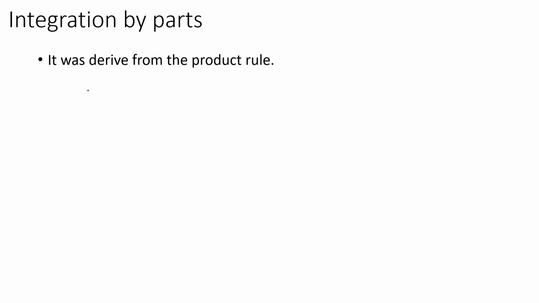So let's assume that we have a function called u times v, and we want to take the derivative of this. Then we will have to use a product rule. So it will be u prime times v plus v prime times u. Inverse of a derivative is integration. So we're going to integrate both sides of the equation.